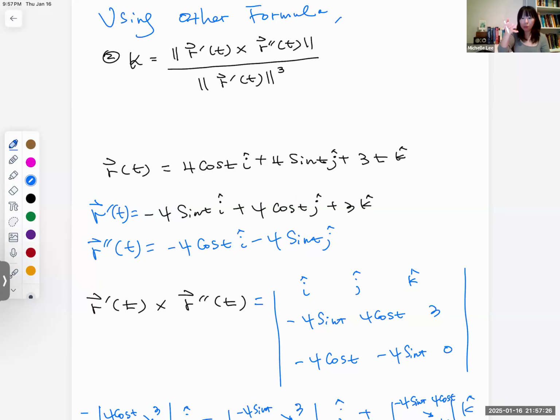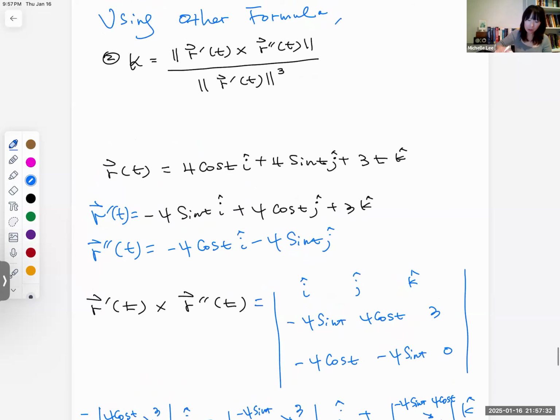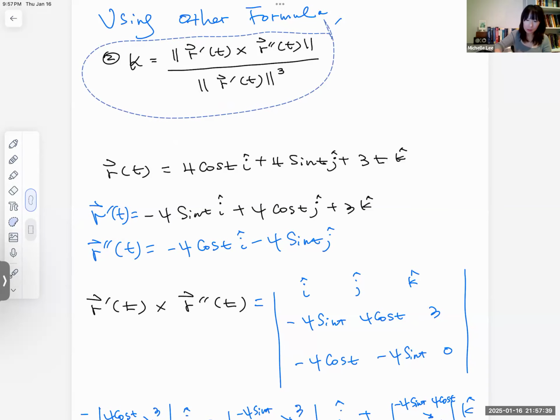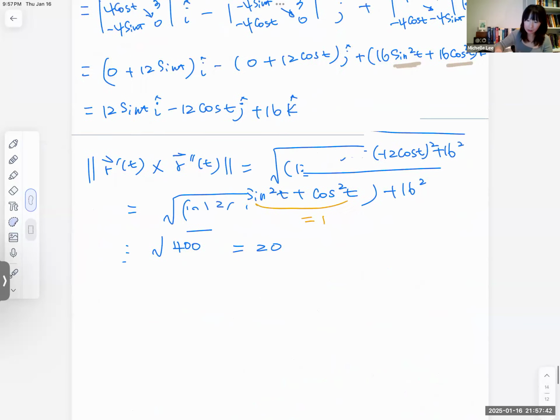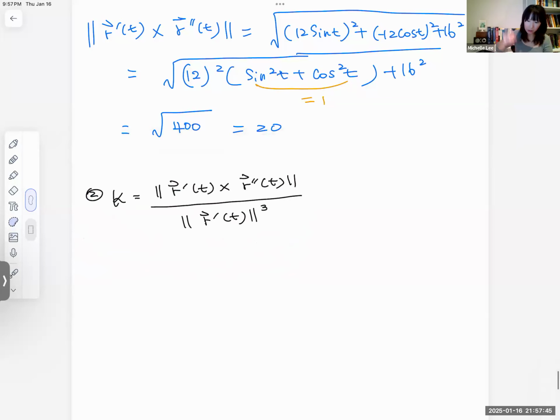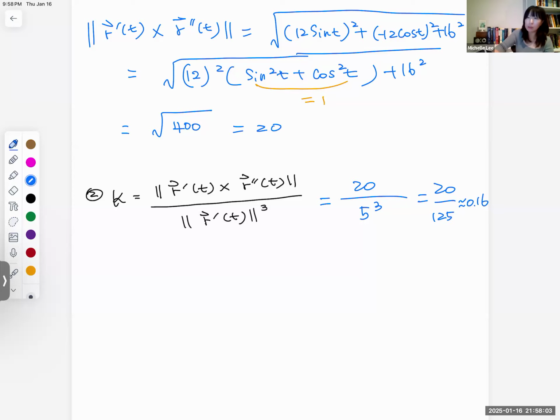Denominator is the magnitude of r prime of t. So we had 5 earlier, right? So let me calculate the curvature. We have 20 over 5 to the third power. Can I simplify? That's 20 over 125, which is the same as 0.16.